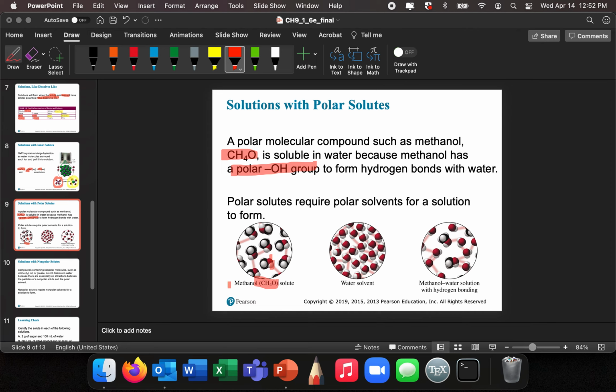And so if you take methanol, which is a polar solute, and you put it with water, which is a polar solvent, right? Then you get nice mixing. It's no problem. We like it. So there's your methanol molecule here. Here's your water molecule. And they're having no problems interacting with each other because they're both polar, right?